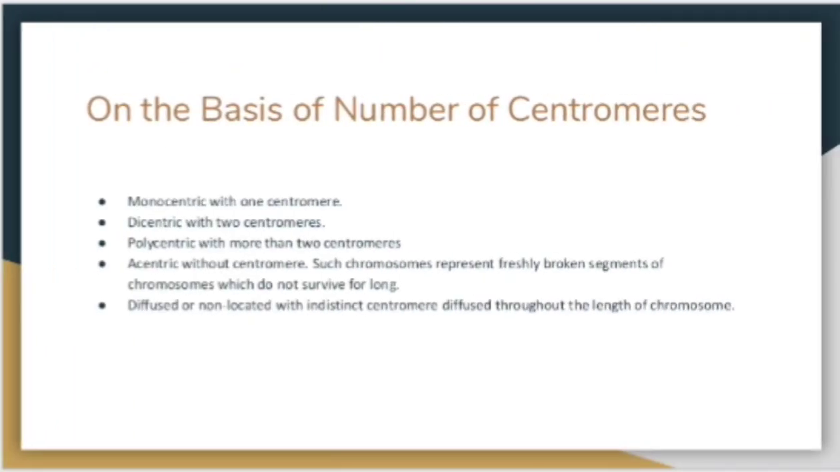Now, on the basis of number of centromeres, there are certain types of chromosomes such as monocentric chromosomes with only one centromere, dicentric chromosomes with two centromeres, polycentric chromosomes with more than two centromeres, and eccentric chromosome without centromere. Such chromosomes represent freshly broken segments of chromosomes which do not survive for long.